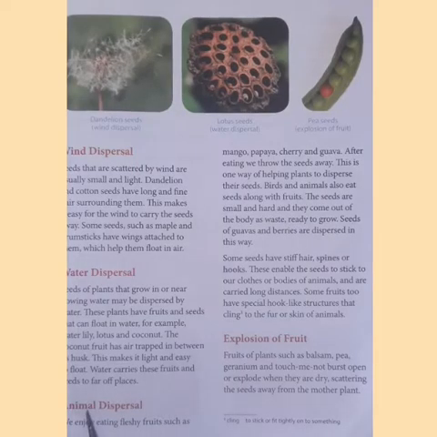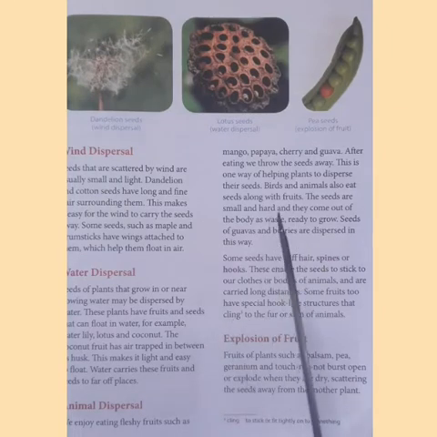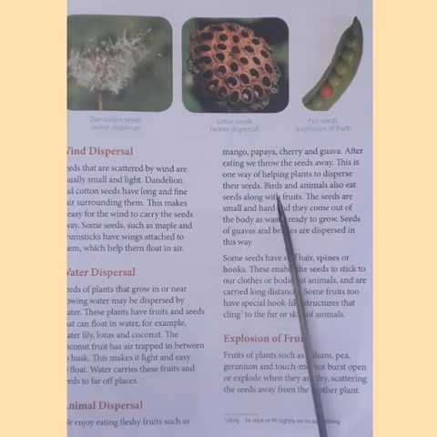Animal dispersal. How do animals help in dispersal of seeds? You all have seen that many animals, including human beings, eat the fruits of many plants. What do we do? We just eat the fruits and throw the seeds away. Likewise, even the animals or the birds eat the seeds along with fruits.